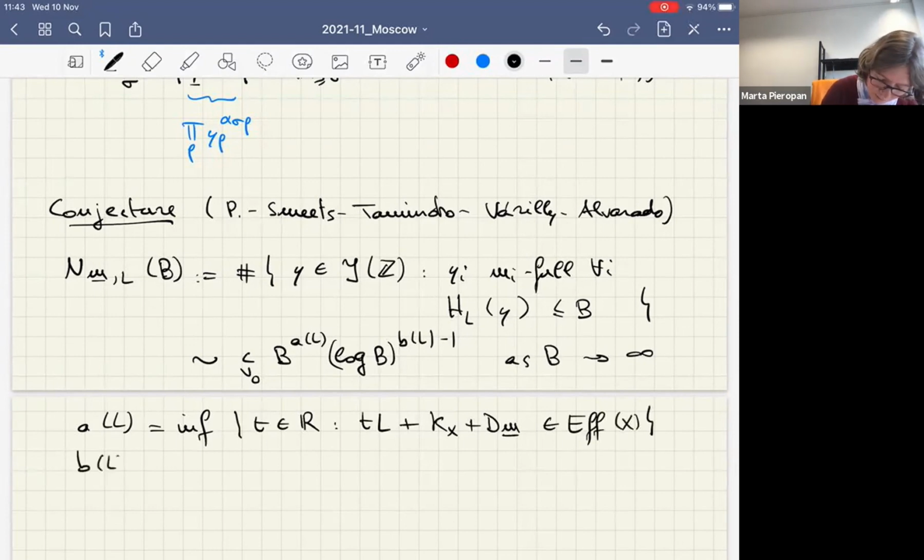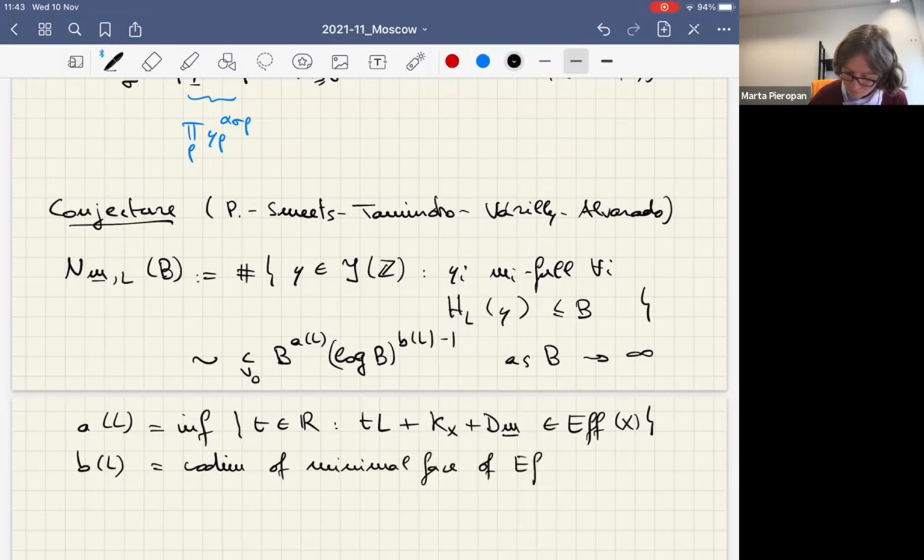And b(L) is the codimension of the minimal face of the effective cone that contains the adjoint divisor a(L) times L plus K_X plus the boundary D_m.